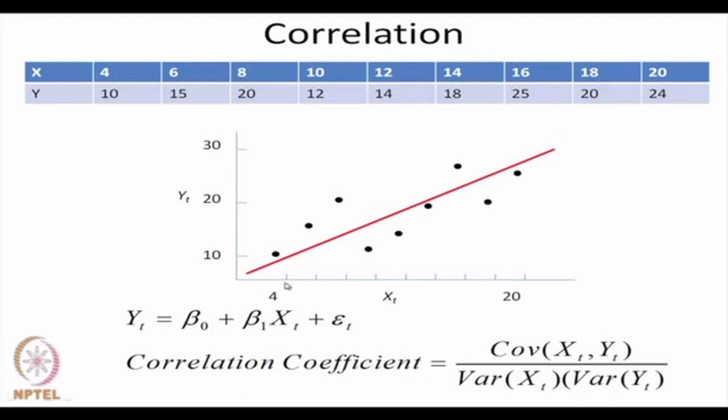If at a particular time we find the value of x and y, and suppose that in this case we have taken 1, 2, 3, 4, 5, 6, 7, 8, 9 data points. For each data point we have x and y. So, this is the plot of x and y for the 9 sets of observations, and we find that this is on the rise.